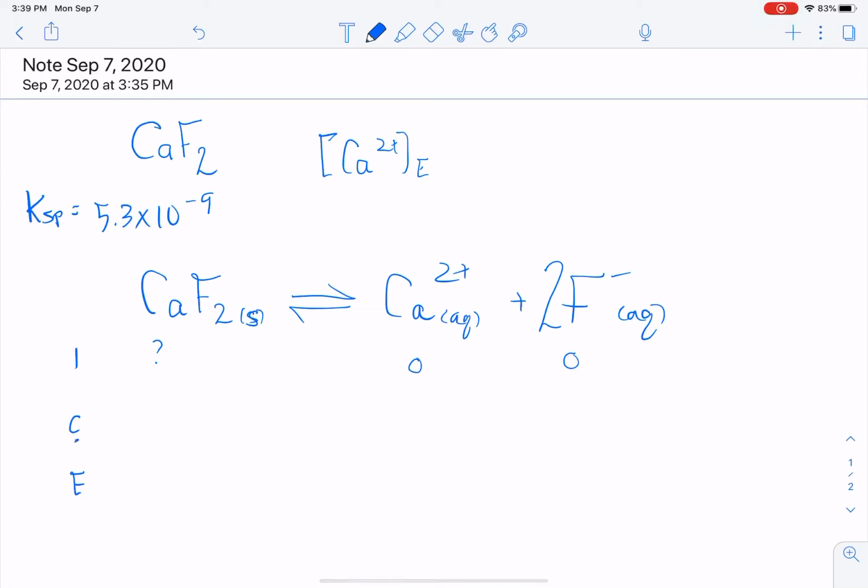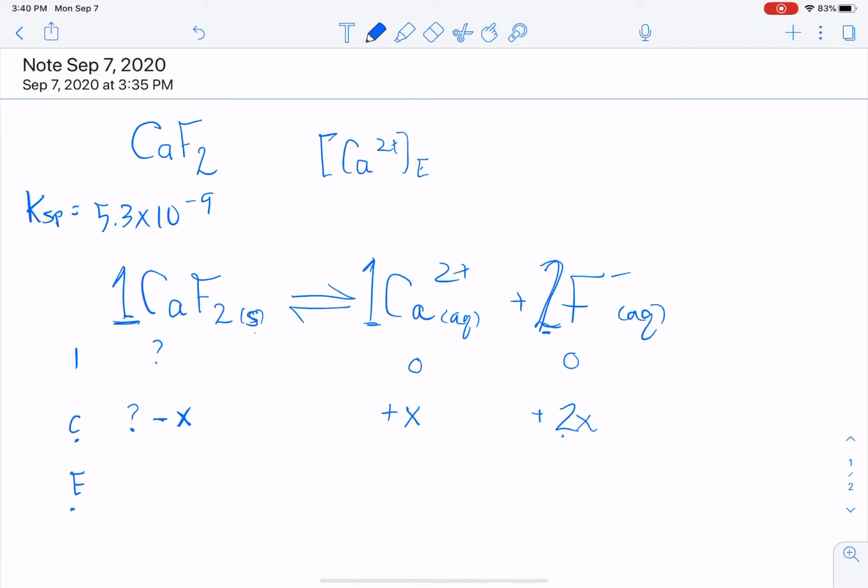Okay, the change that happens is however much calcium fluoride we had, it's going to decrease by some amount x. As it dissolves, the solid is going to decrease by some amount we don't know. And of course, our ions are going to increase by that amount as well. So the calcium ions increase by x, and the fluorine increases by 2x, because for every 1 calcium fluoride, we get 1 calcium ion and 2 fluorine ions. So we put a 2x there.